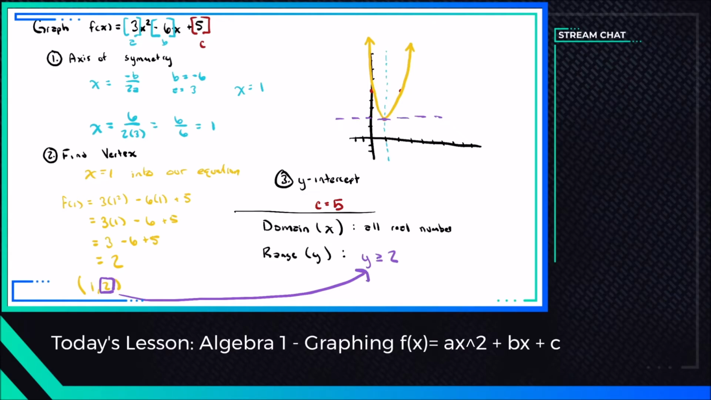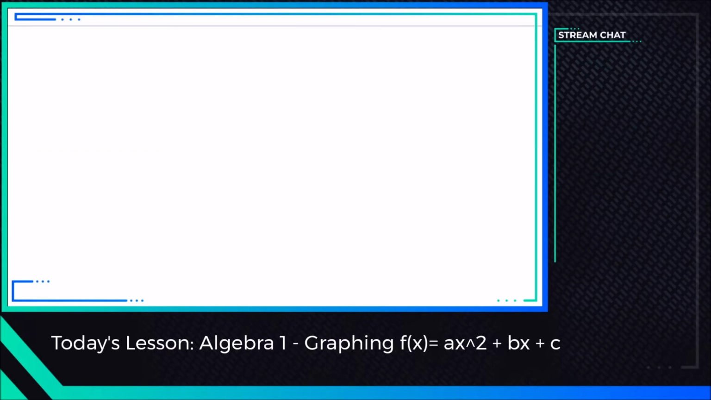If your graph opens up, you'll be greater than or equal to. If your graph opens down, you will be less than or equal to. And we're going to go ahead and talk about that now as a new term known as max and min. So let's look at maximum and minimum on a function.